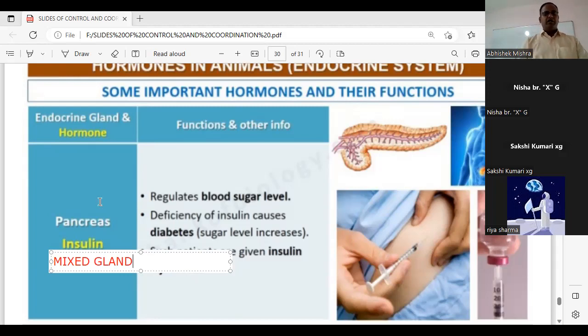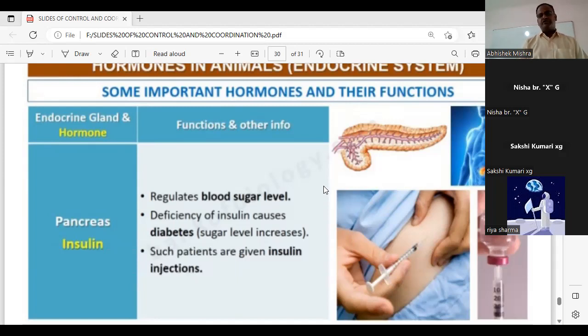Now, in the chapter life process, during the discussion of the functions of the different digestive juices, we have already discussed the function of the pancreatic enzymes. That was the digestive function. But here we will discuss the hormonal role of the pancreas. Now, what is the hormone which is secreted from the pancreas? The name of the hormone secreted from the pancreas is insulin. Okay, insulin. What is the function of insulin? It regulates the blood sugar level.